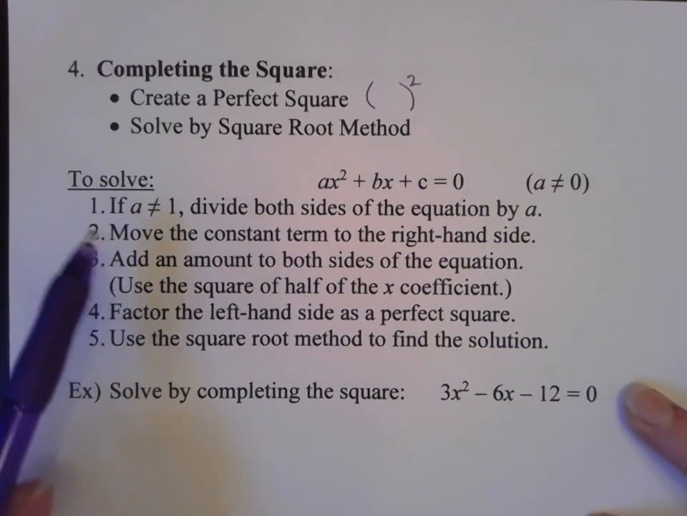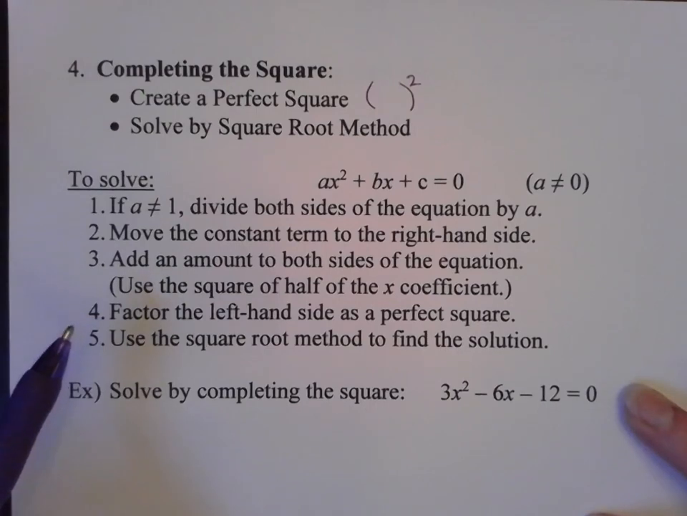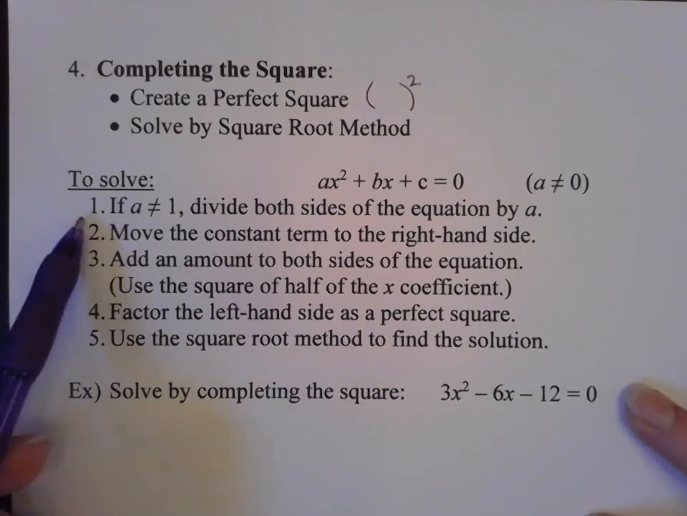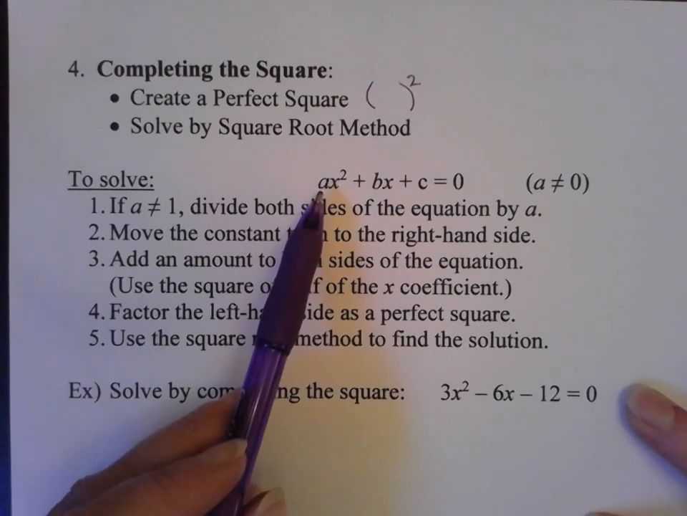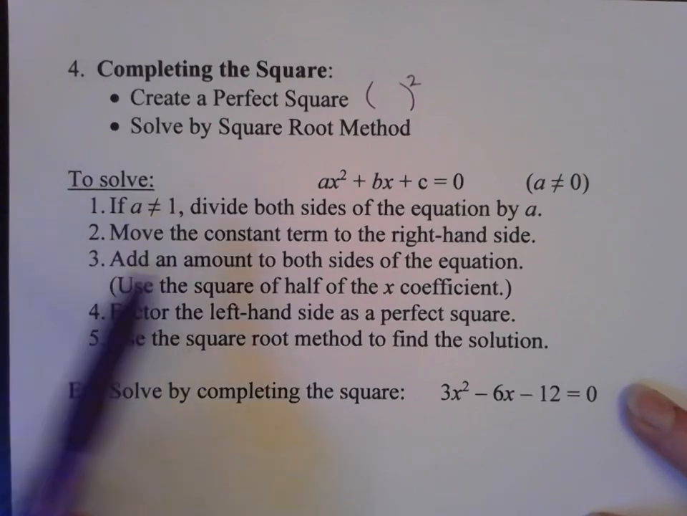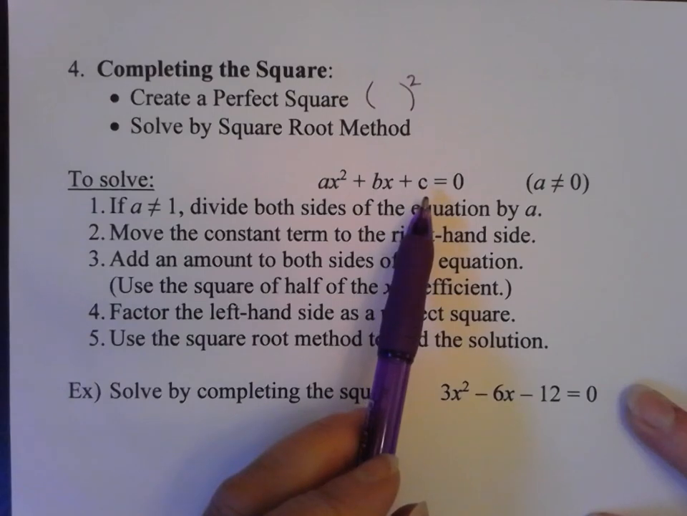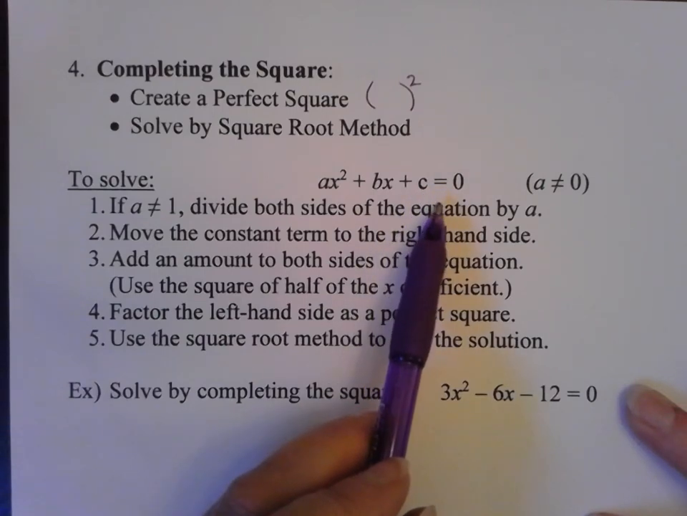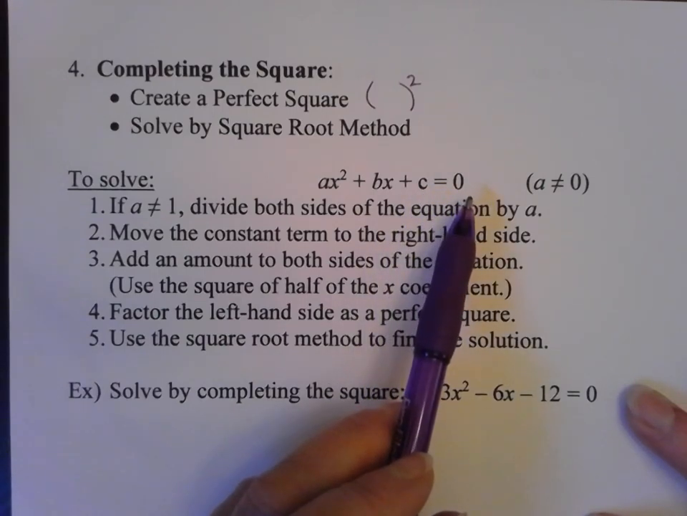Okay, so here are some steps you can follow. This looks daunting at first, but after you put it into practice, I promise you it's really not as scary as it looks. The first step is that if the first number there, the a, is not 1, then we want to divide both sides of the equation by a. Then we're going to move the constant term. The constant term is just the regular number part, the c. We're going to move that over to the right-hand side.